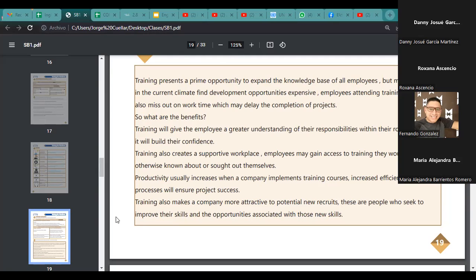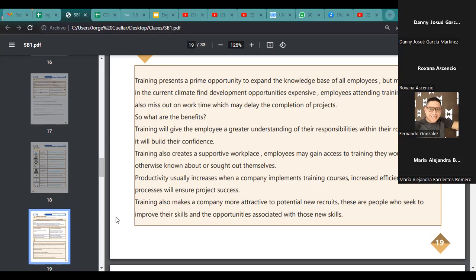Okay. Training presents a prime opportunity to expand the knowledge base of all employees, but many employers in the current climate find development opportunities expensive. Employees attending training session also miss out on work time, which may delay the completion of projects. Very good. Perfect. That was very, very fast. Nice. Fernando Gonzalez.